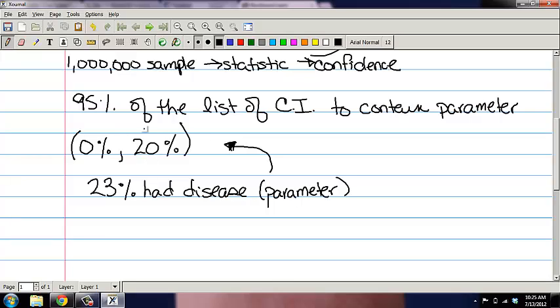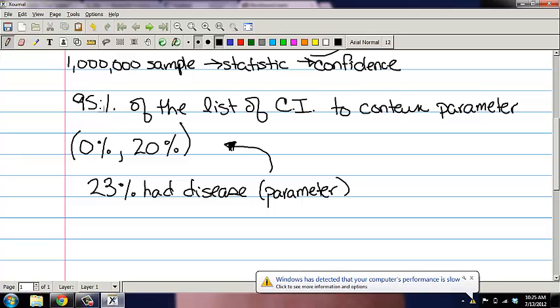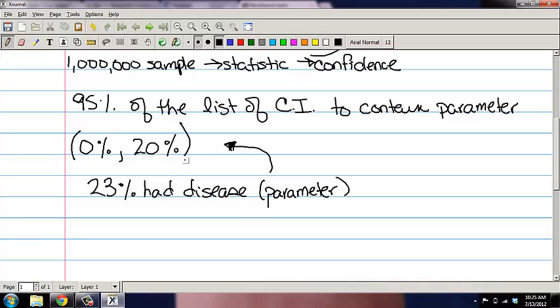And the answer here is no. Because like I said earlier, remember, if you're only 95% confident, that means that 5% of a long list of intervals are not going to contain the parameter. So this interval right here must have been one of that 5% that did not contain the parameter.